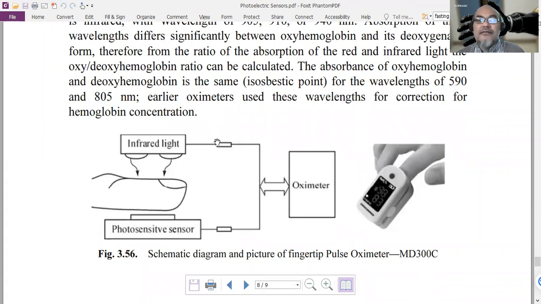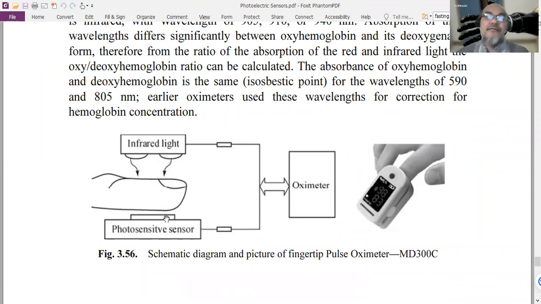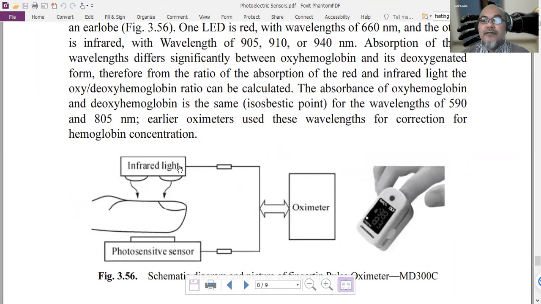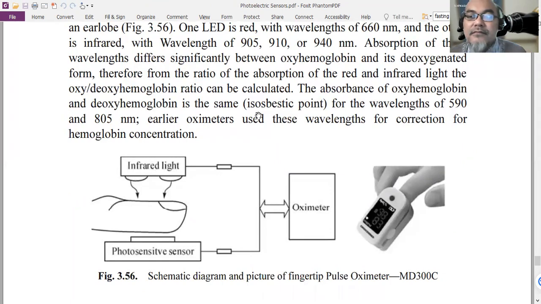So like this, you have infrared light going through your tissue, your finger tissue, and on the other part of the finger, you have a photosensitive sensor. Usually, it will measure the wavelength of this infrared light. You could also measure not only the infrared, you could also measure the red, and then measure the ratio between the two.